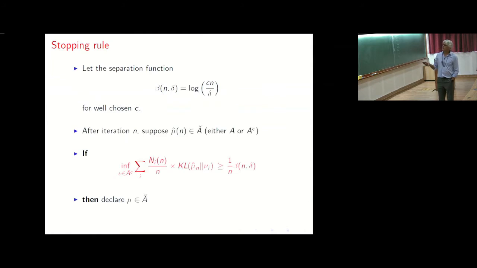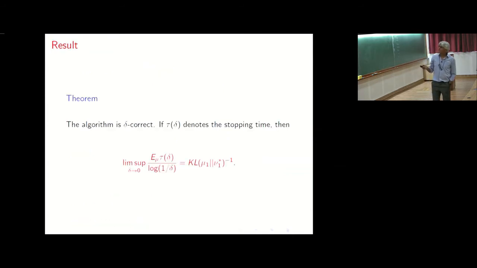And then, your algorithm will be something like this: at any time you have mu hat n's, and this is your ratio, the log of the ratio. You compute the infimum of this over all A tilde complement sets. And then there's some separation function. Let's ignore all of this. But basically, if this thing is large enough, you stop. I'll come back to this a little bit later. So that's the flavor of the algorithm.